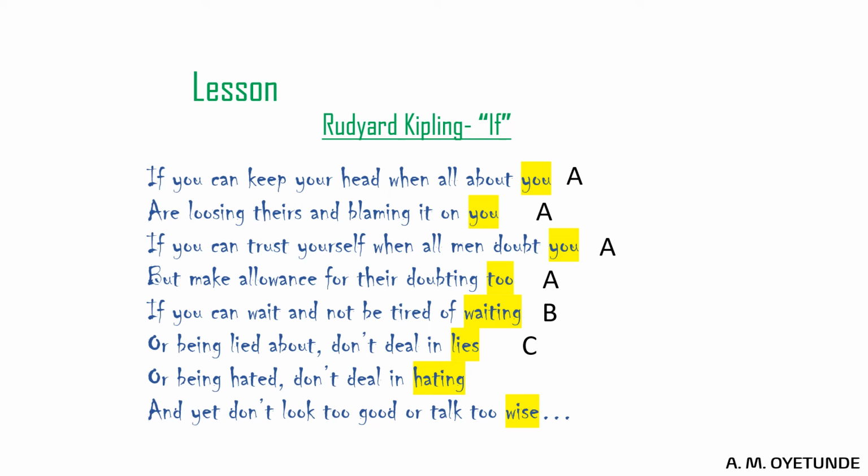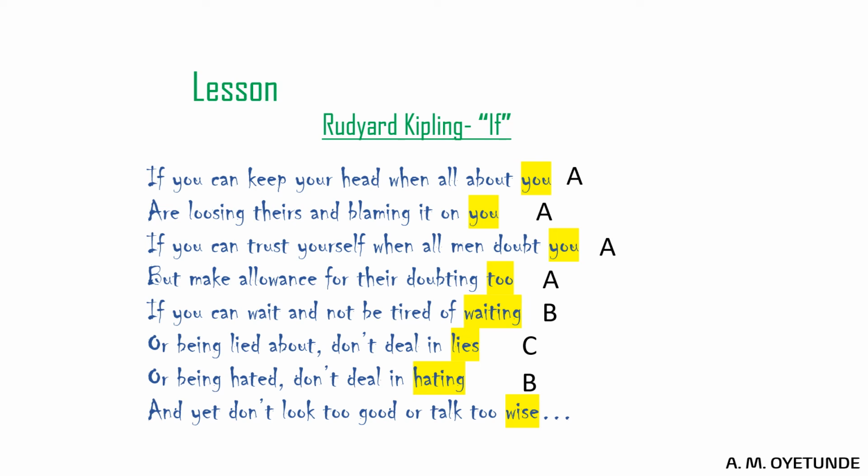Now when we go to the next line, we see that the word here is hating. Now look closely and tell me if waiting rhymes with any other word that we've used so far. Yes, it does. Hating rhymes with waiting. So we're going to attach the same alphabet we attach to waiting, which is B. Now on the last line, the word here is wise. We have to check if wise rhymes with any word in the poem.